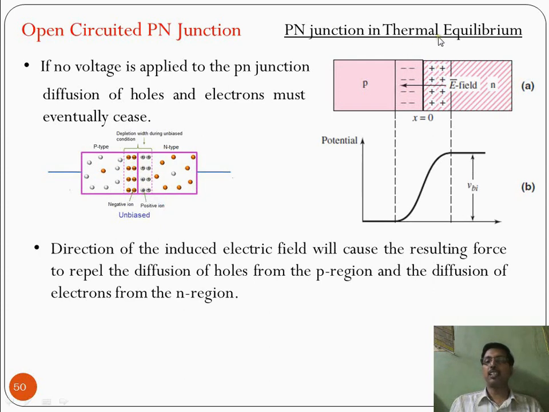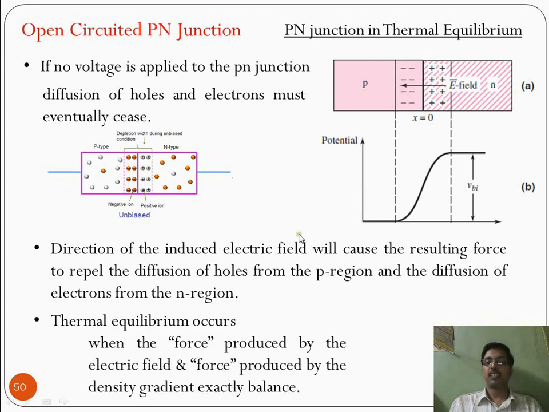Here are the negative ions and the positive ions of the depletion region. The p-n junction at thermal equilibrium is shown. The junction is at x is equal to 0, the distance starting from the junction. The direction of the induced electric field causes a resulting force to repel the diffusion of holes from the p region and the diffusion of electrons from the n region. This electric field formed near the depletion region creates a force. Thermal equilibrium occurs when the force produced by the electric field and the force produced by the density gradient exactly balance. That is called thermal equilibrium.